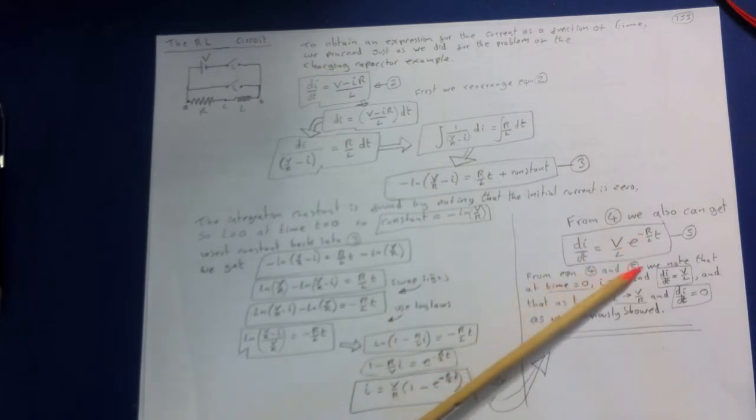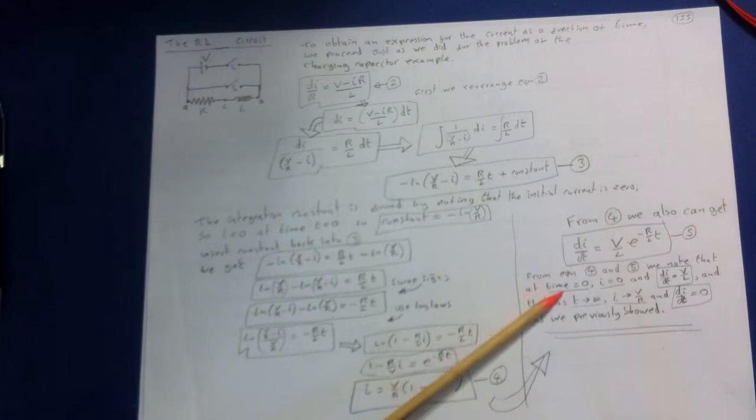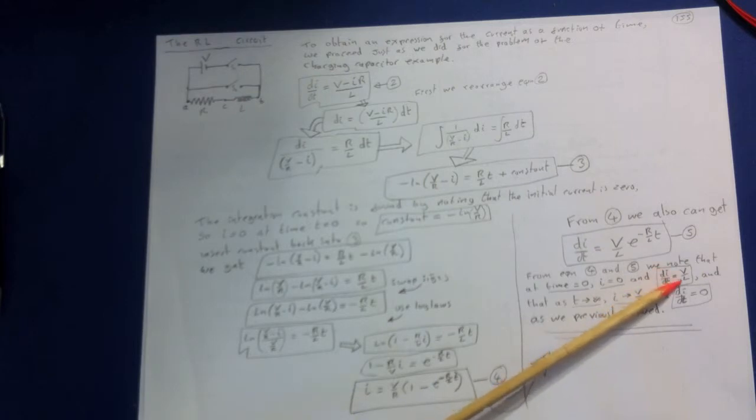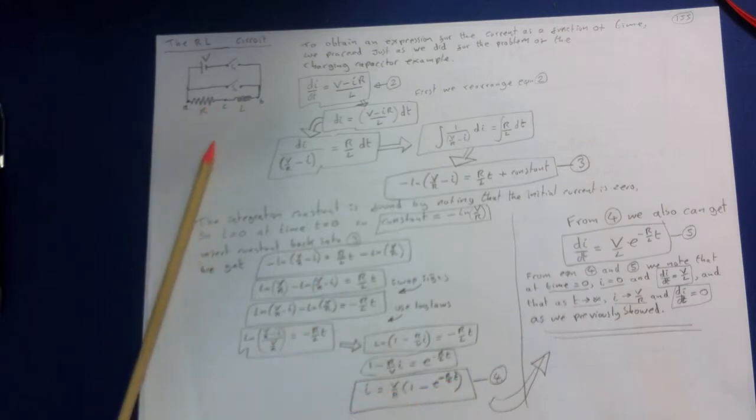So from equations 4 and 5, we know that at time equals 0, I equals 0, and dI by dt equals V over L. As t approaches infinity, looking at equation 4, you can see that we're going to get I equals V over R, exactly as we previously showed. So that proves that this function is completely valid to describe this circuit.